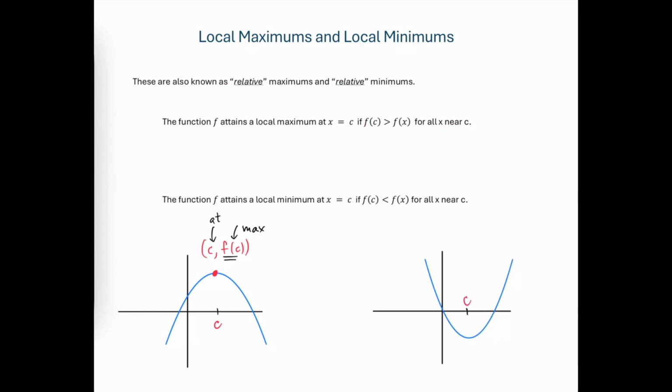Similarly, we would say that a function attains a minimum value at the domain element C if its y value is smaller than all of the other y values in a small neighborhood near C. So on the graph, what that's going to look like is that we have an ordered pair where C is the x-coordinate and the function evaluated at C is the corresponding y value. The minimum would be that y value, and we would say that that minimum occurs at the domain element C.